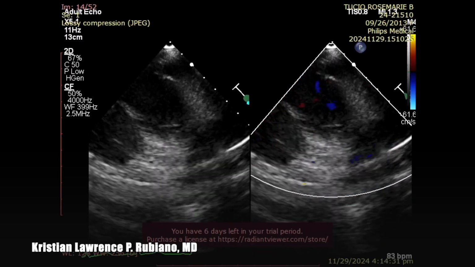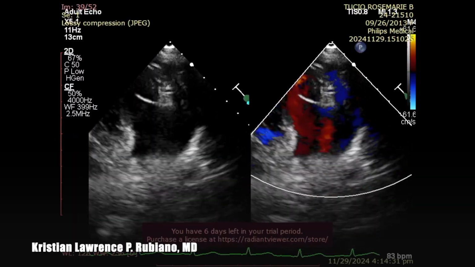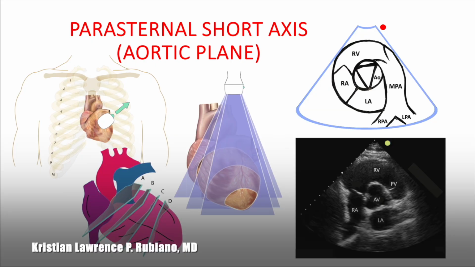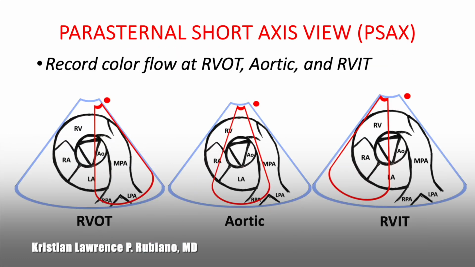Now, proceed to the parasternal short axis view at the 12 to 2 o'clock position. Now starting with the aortic plane to get the color flow. We position the sample volume by portion, dividing the field into 3 fields.